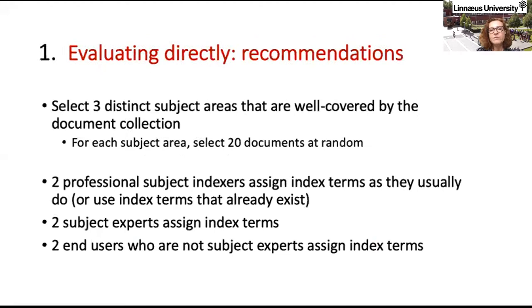But what are our recommendations here in more detail? Let's say that we have a collection that has a number of different subjects. Within that collection, we can select three distinct subject areas that are well covered by the document collection. And for each subject area, we can select 20 documents at random. Then we use a team of at least six people: two professional subject indexers, two subject experts who are also end users, and two end users who are not subject experts, and have each of them assign index terms.